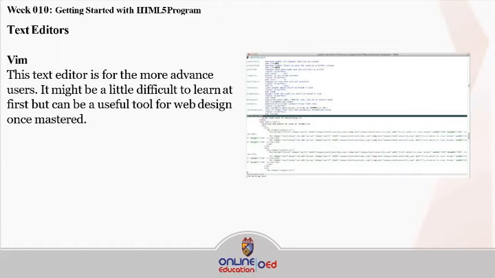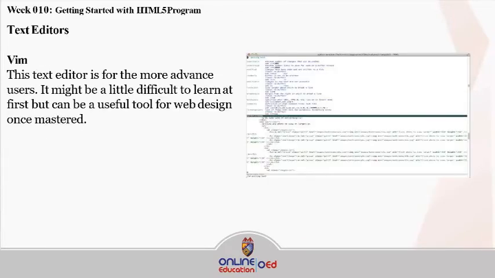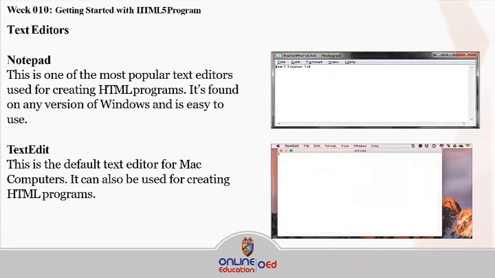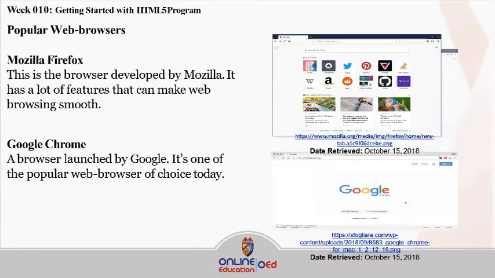Those are the text editors. Yan. So we have 5. We have the Notepad, the TextEdit, the Notepad++, the Atom, and the Vim. Okay, so let's proceed with the popular web browsers. So those are the web browsers that can be used to display the HTML or the website.